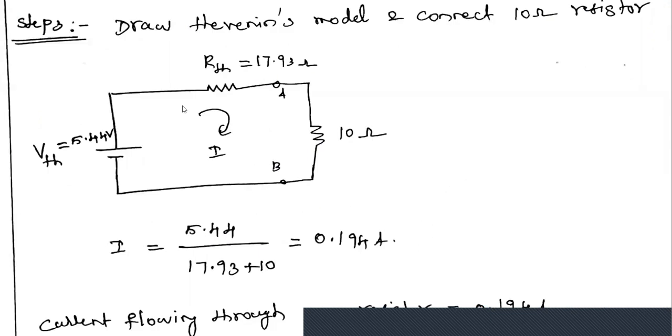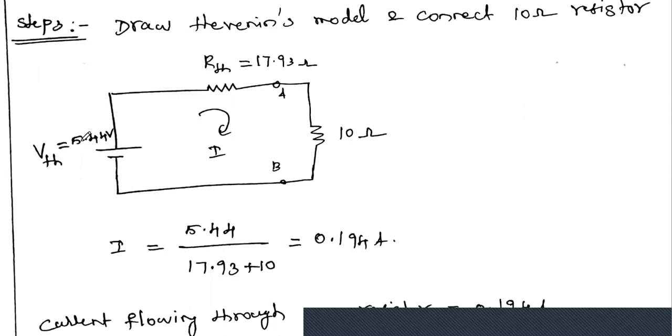Then the fourth step, we have to draw the Thevenin's model. First step, we remove the load. Second step, across AB, we calculated VTH. Third step, across AB, we calculated RTH. Then using VTH and RTH, we have to draw the Thevenin's model.